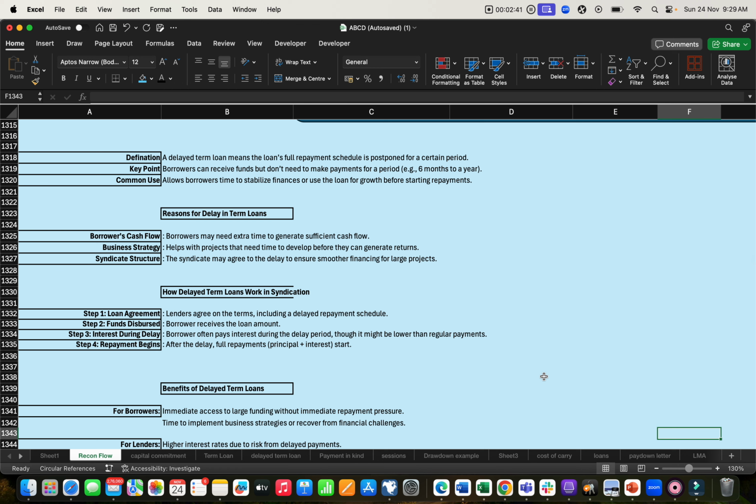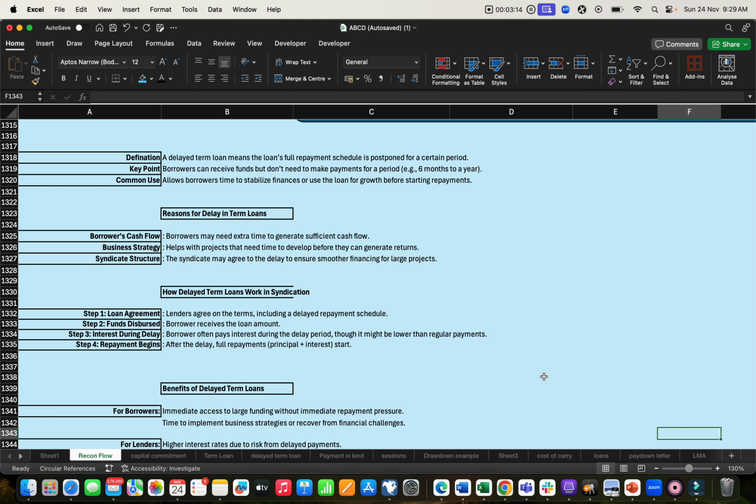So how does a delay term loan work in syndication? Step 1. The loan agreement will be there. Lenders agree on terms including the delayed payment schedule as well. So when they are doing the loan agreement itself, the borrower will mention that I will not be able to pay the loan for 6 months, the repayment of interest for 6 months or maybe 1 year is already decided. When the borrower receives the loan amount, whatever he required, he receives it.